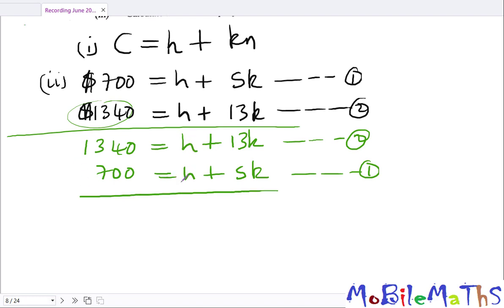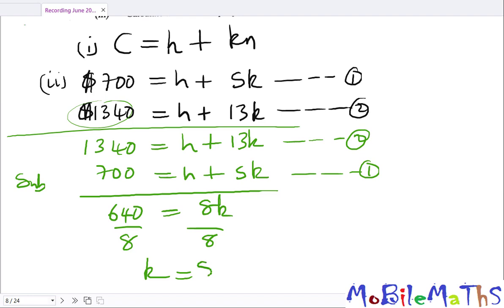So I have a plus, so I can subtract. So I'm going to subtract 1340 minus 700. I'm getting 640. Okay, then is equal to h minus h, we get a 0. Then 13 minus 5, we get 8k. Dividing by 8, our k is equal to 80.